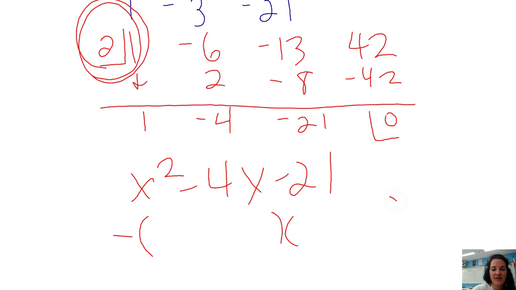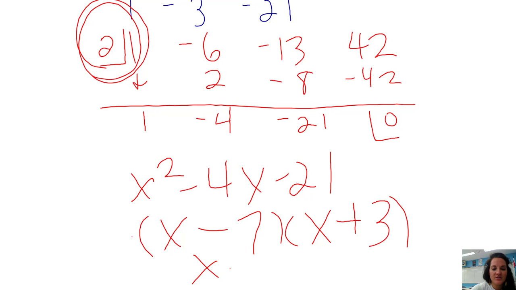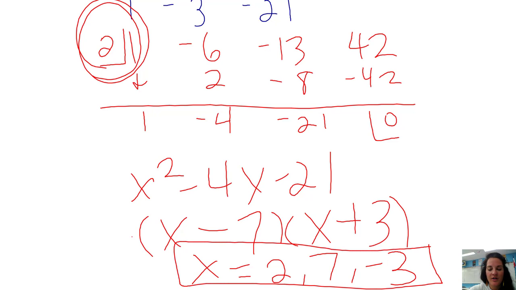I'm going to factor this guy. Erase that. I don't know where that guy came from. Two numbers that multiply to give me 21 are 7 and 3. We're going to go minus, we're going to go plus. So x is equal to 2, 7, and -3. Those are my zeros.